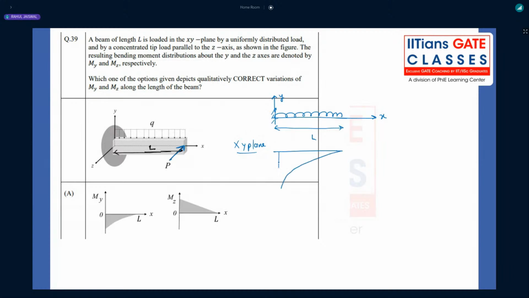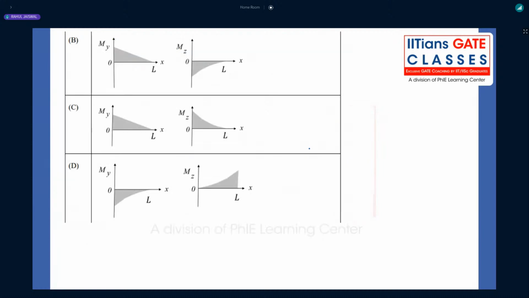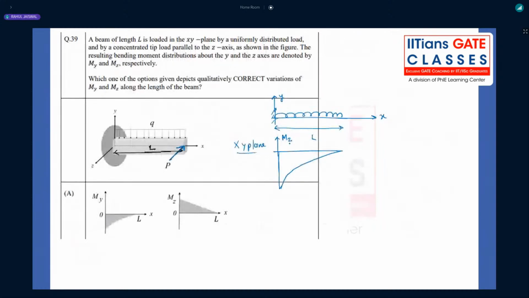So what is going to be happening? Everyone knows this will be the plot for the bending moment diagram, and obviously that will be the bending moment about the Z axis, because it is in the XY plane. What is the perpendicular axis? Z. About the axis perpendicular to the plane, the bending moment will be happening, right? Now some of you might be thinking why the slope is like this. If you see the other option, right? Here definitely there is a hogging bending moment happening at any point of time.